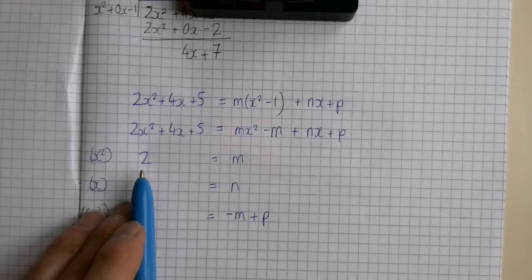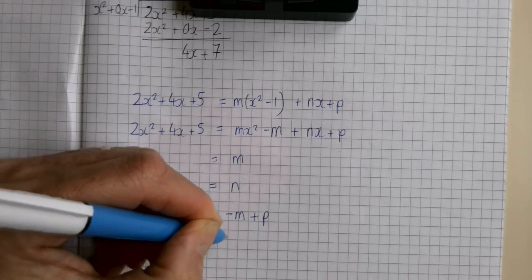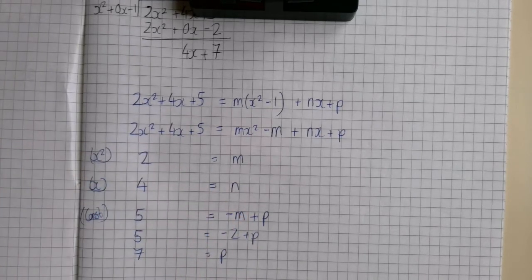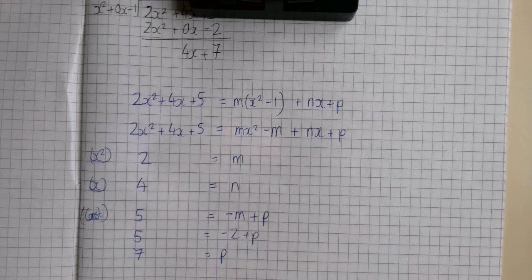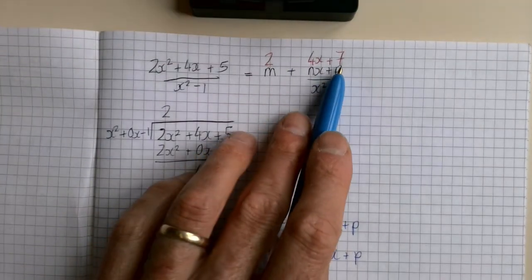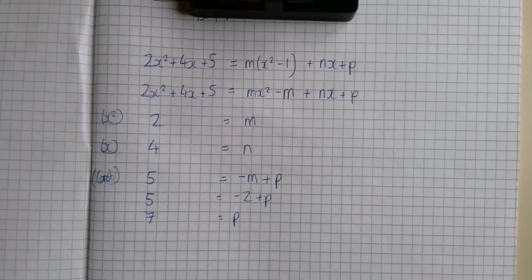But hang on a minute, I know what m is. M is 2, so minus m will be minus 2. So p is equal to 7. M is 2, n is 4, p is 7, which of course is what we'd already got using the alternative method. So equating sometimes is a little bit easier. Sometimes it's a bit harder, sometimes it's a bit easier.